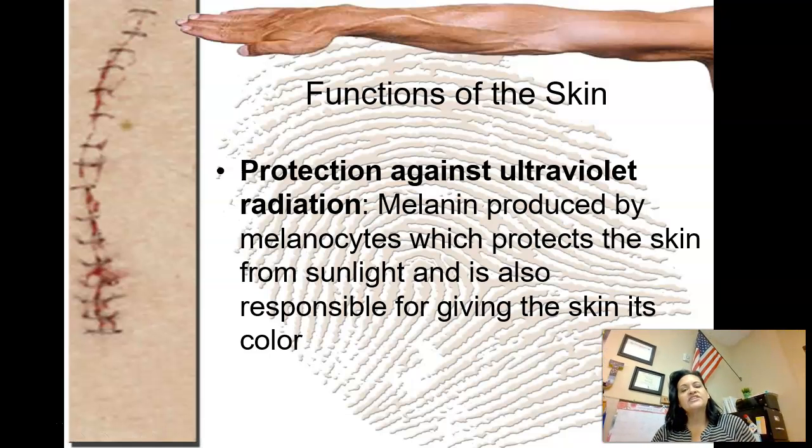We also have protection against ultraviolet radiation. Melanin is produced by melanocytes, which protects the skin from sunlight and is also responsible for giving the skin its color. This is used as a preventative measure to keep the ultraviolet radiation from penetrating and causing problems in your body. So you can think of it as protecting yourself from the sun.